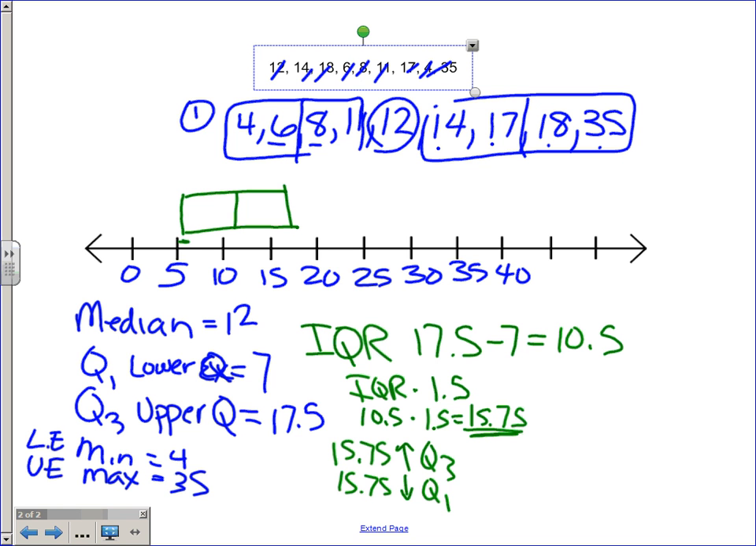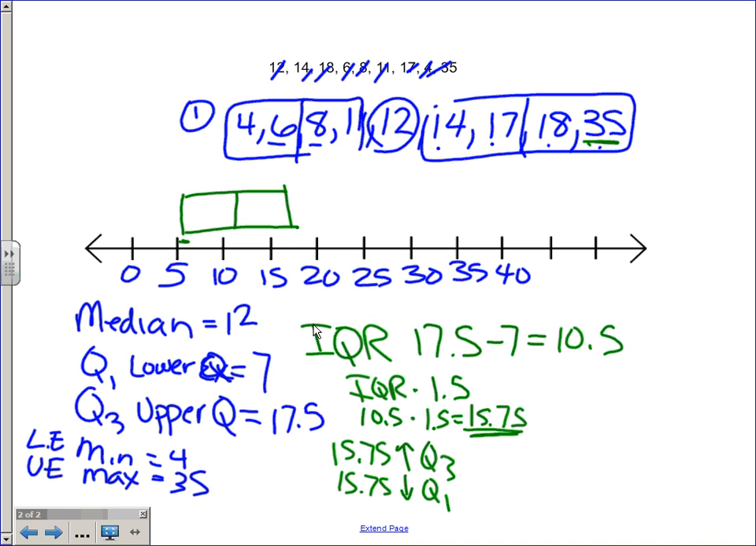Here's Q1, 15.75 below, it would be way down here, it'd be in the negatives. I know it's not that. So I'm not going to worry about that. But I am a little bit worried about this 35 right here. So let's see if that's too high.